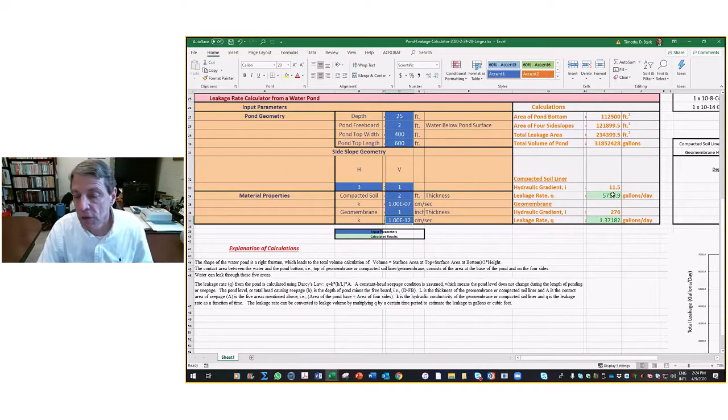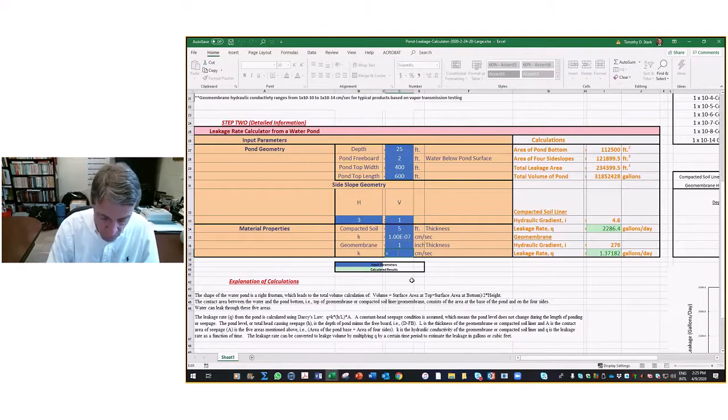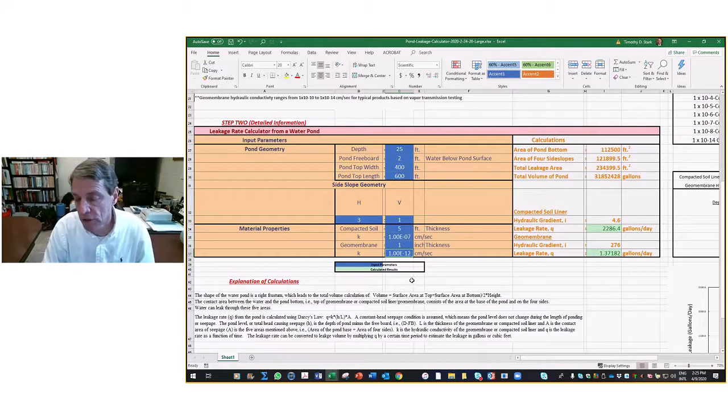Okay, so given the thickness, you can see on the right the leakage rate through the compacted soil. So if I just change this to a 5-foot thick compacted soil, you'll see the leakage goes down. But there's more cost to make the compacted soil thicker. And the hydraulic conductivity of the geomembrane can be varied from 1 times 10 to the minus 12 to say 1 times 10 to the minus 13, and that'll decrease the gallons per day of leakage even lower than 1.37.